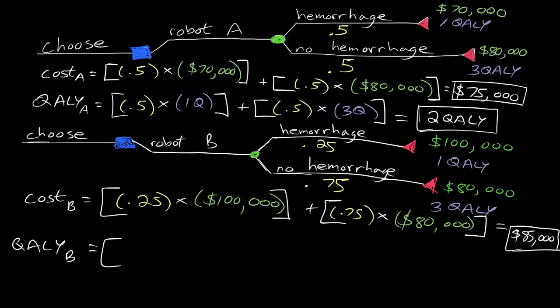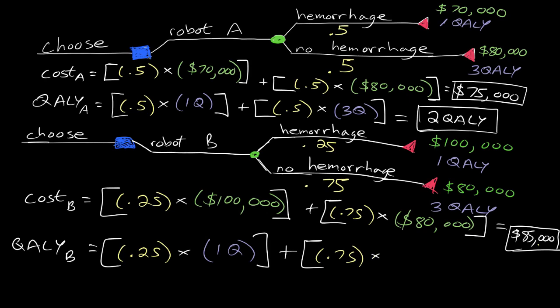And the single quality associated with robot B is also going to be another weighted average. So what is this? It's going to be the probability weight of hemorrhage, 0.25, times the quality of hemorrhage, which is 1. So 0.25 times 1. Take that quantity, and then we're going to add to it 0.75 times the quality of no hemorrhage, which is 3. So 0.75 times 3. Now what is this going to equal? It has to be between 1 quality and 3 qualities, but it has to be closer to 3 qualities because of the higher probability weight of 0.75.